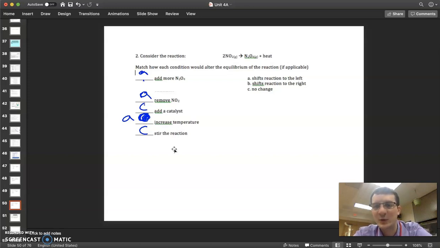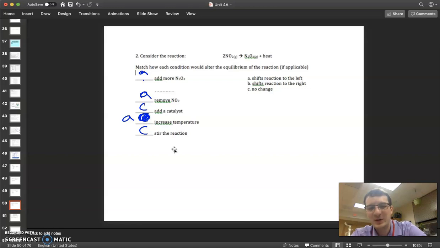If you remove NO2, we need to compensate by filling it back up. So we're going to go from the right to the left to redo the reactant. Adding a catalyst again doesn't do anything. Increasing temperature makes the right side more heavy. So again, we're going to push it to the left to balance it out. And then stirring the reaction, again, does nothing.